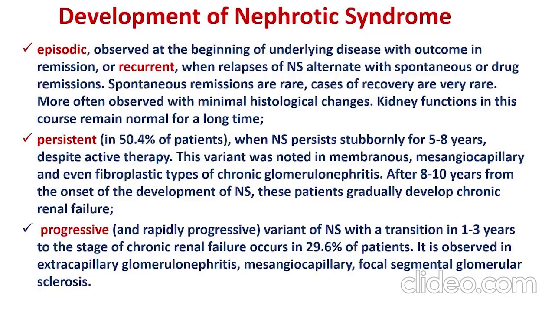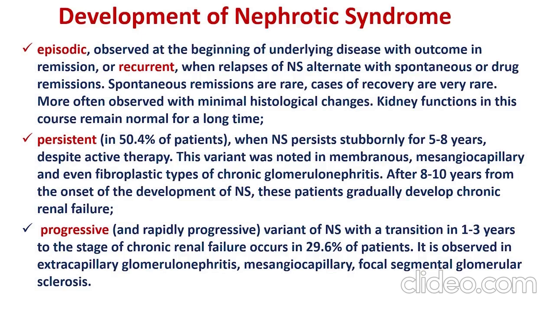Let's continue. So we talked about nephrotic syndrome, and nephrotic syndrome may have three types of development. It may be episodic, recurrent, or persistent and progressive. Episodic is observed at the beginning of the underlying disease with outcome in remission, and recurrent is when relapses of nephrotic syndrome alternate with spontaneous or drug remissions. Spontaneous remissions are rare and cases of recovery are very rare. Most often it is observed with minimal changes of structure of internal organs. Kidney functions in this course remain normal for a long time.